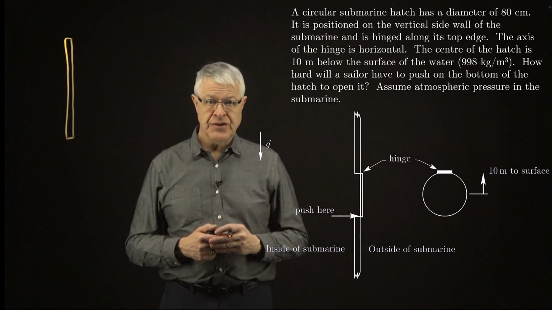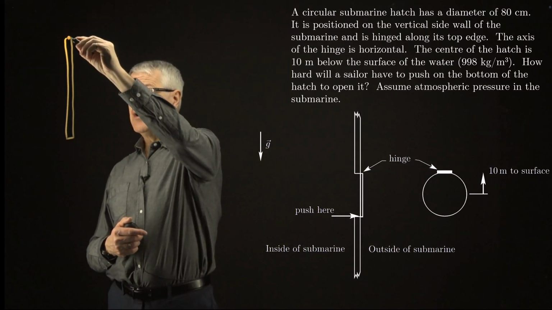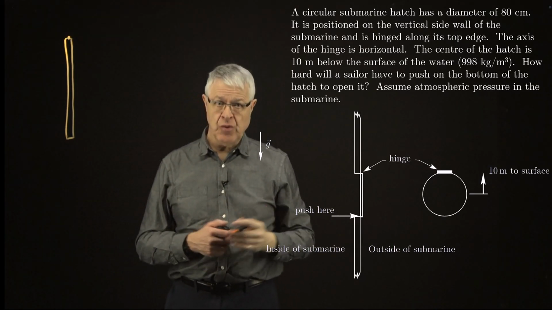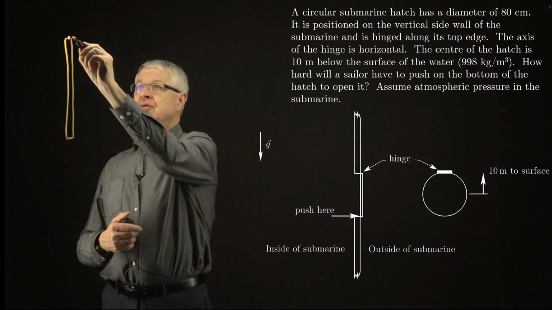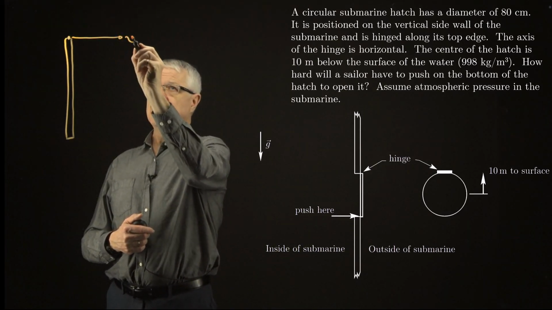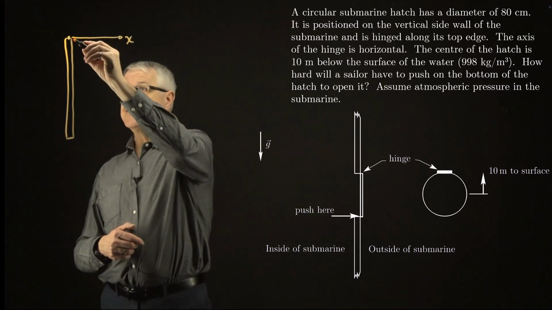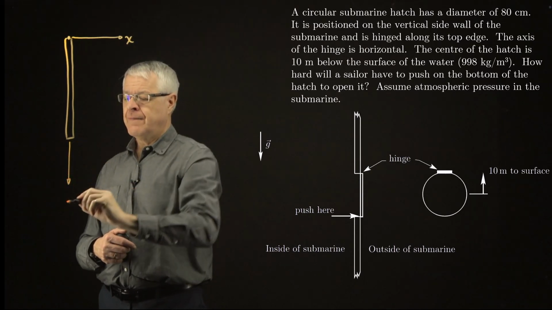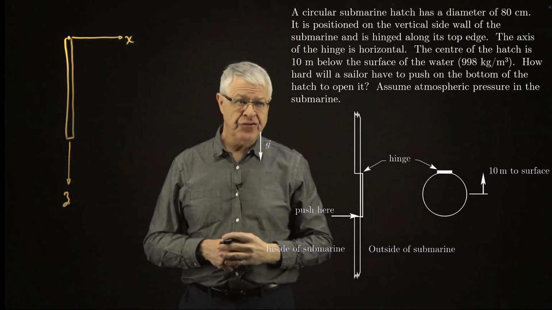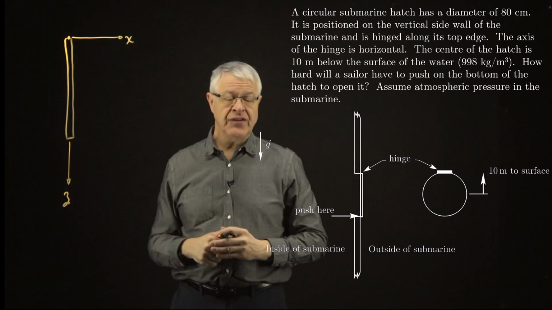First thing I'm going to put on is a coordinate system. So I'm going to put the origin of my coordinate system up here at the hinge, and we'll talk about why when we get a little further into the solution. I'm going to choose my x-coordinate to be pointing into the water, and I'm going to choose a z-coordinate, which I'll show down here, pointing straight down. So the origin of the coordinate system is there, z is down, x is over that way.